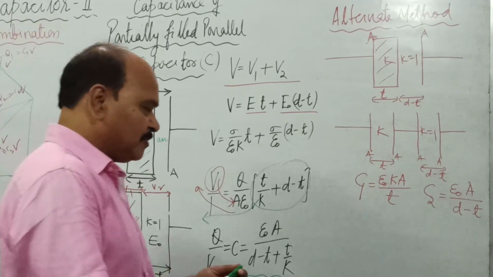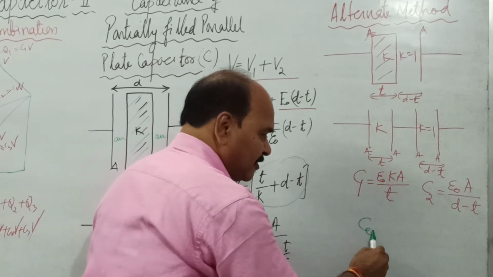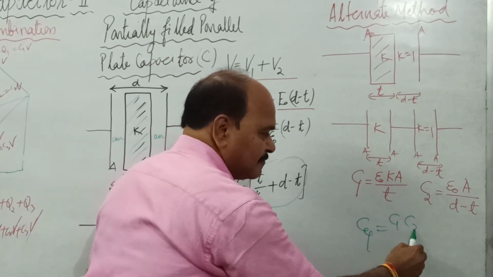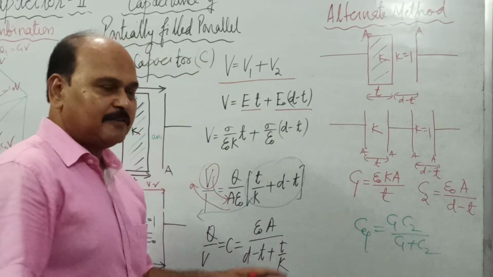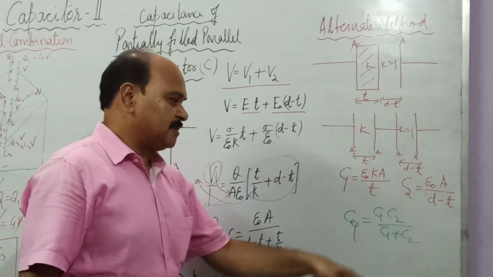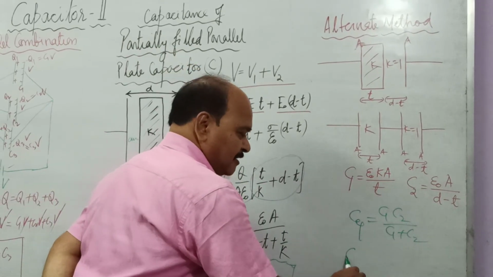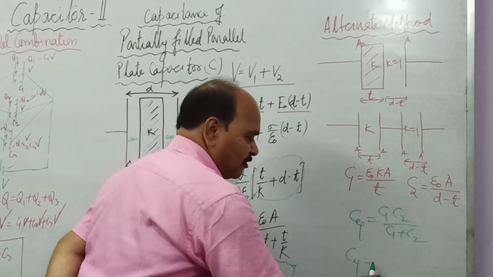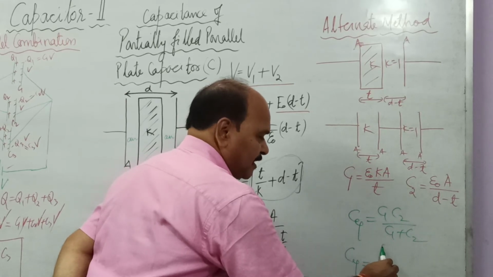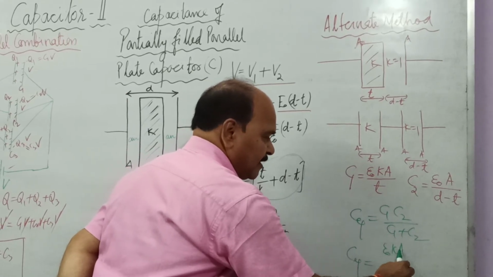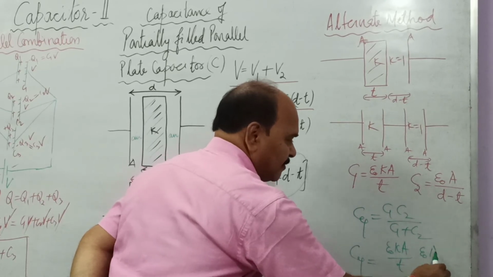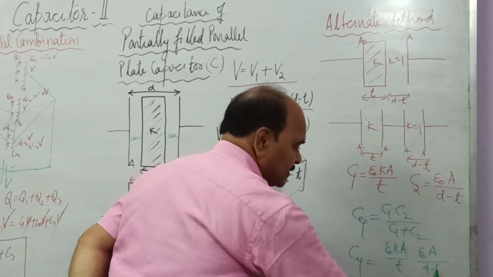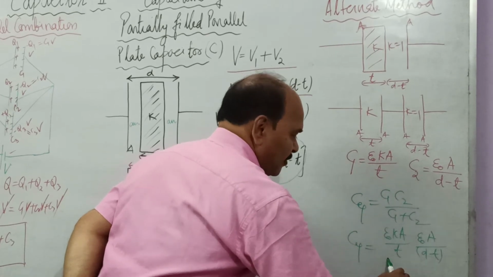Their equivalent is going to be product upon sum. We know C1, we know C2. Let us substitute this, and what do we get when we solve it? Epsilon naught K A by t, epsilon naught A by d minus t. This is product upon sum.